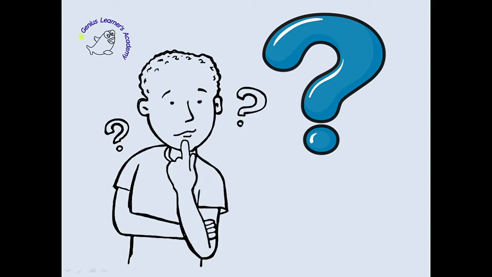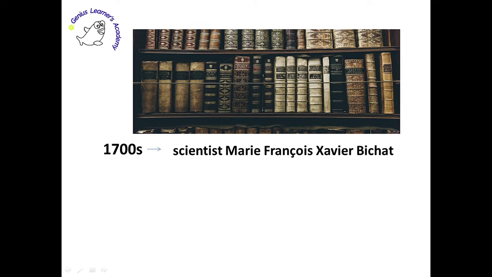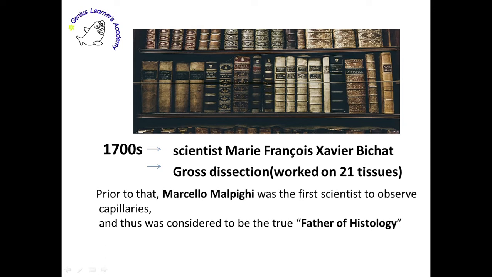Do you wonder how scientists and doctors determine the actual functions of the body? How do they get to know about the relation between the structure and function of any organ? Yes, once upon a time in the 1700s and 1800s, the scientist Marie Francois Xavier Bichat did gross dissection and worked on 21 tissues, and hence he is known as the father of histology.